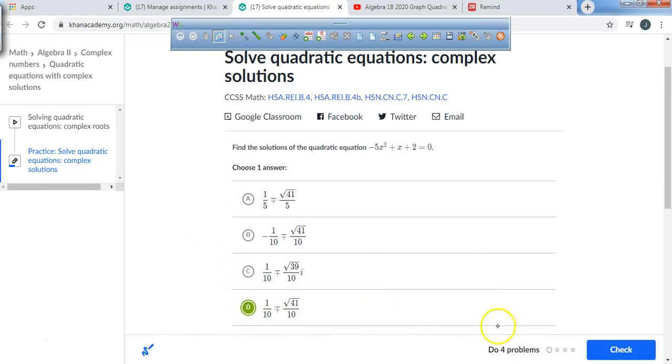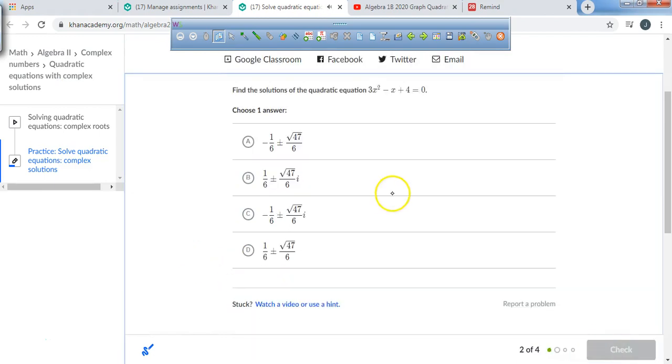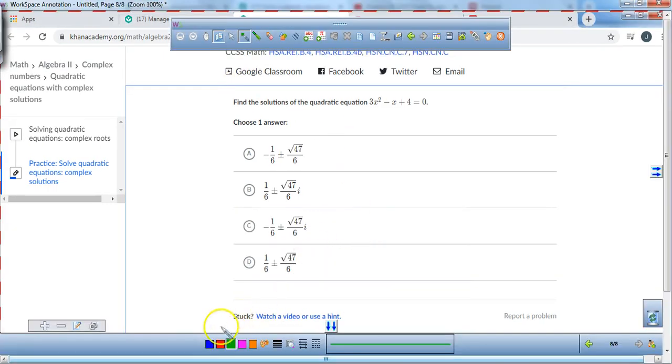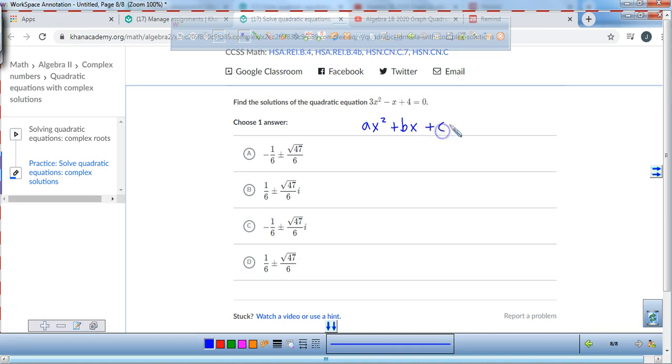Okay, we'll do another one and see how this goes. Alright, so first thing we're going to do, we're going to identify our a, b, and c values. So I'll put ax squared plus bx plus c equals 0.